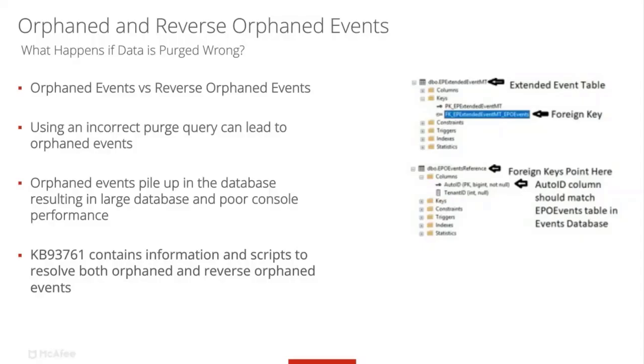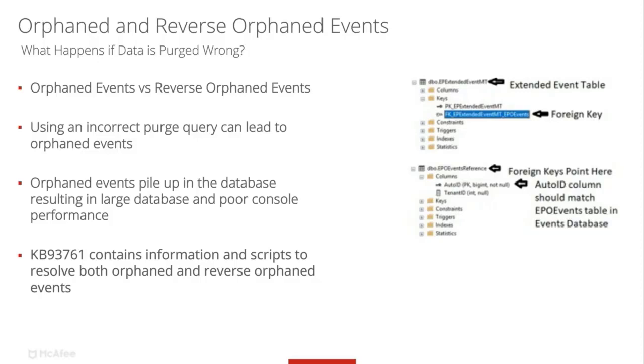Okay, so now we're going to talk about orphaned and reverse orphaned events. Now, these are just terms that we have invented to describe a relatively common problem that occurs in ePO 5.10. Everything I'm going to give you here on this slide only relates to ePO 5.10, and it is a direct result of the schema change that I had mentioned between ePO 5.9 and 5.10, where we now have our events in a separate events database, our thread events in a separate thread events database.